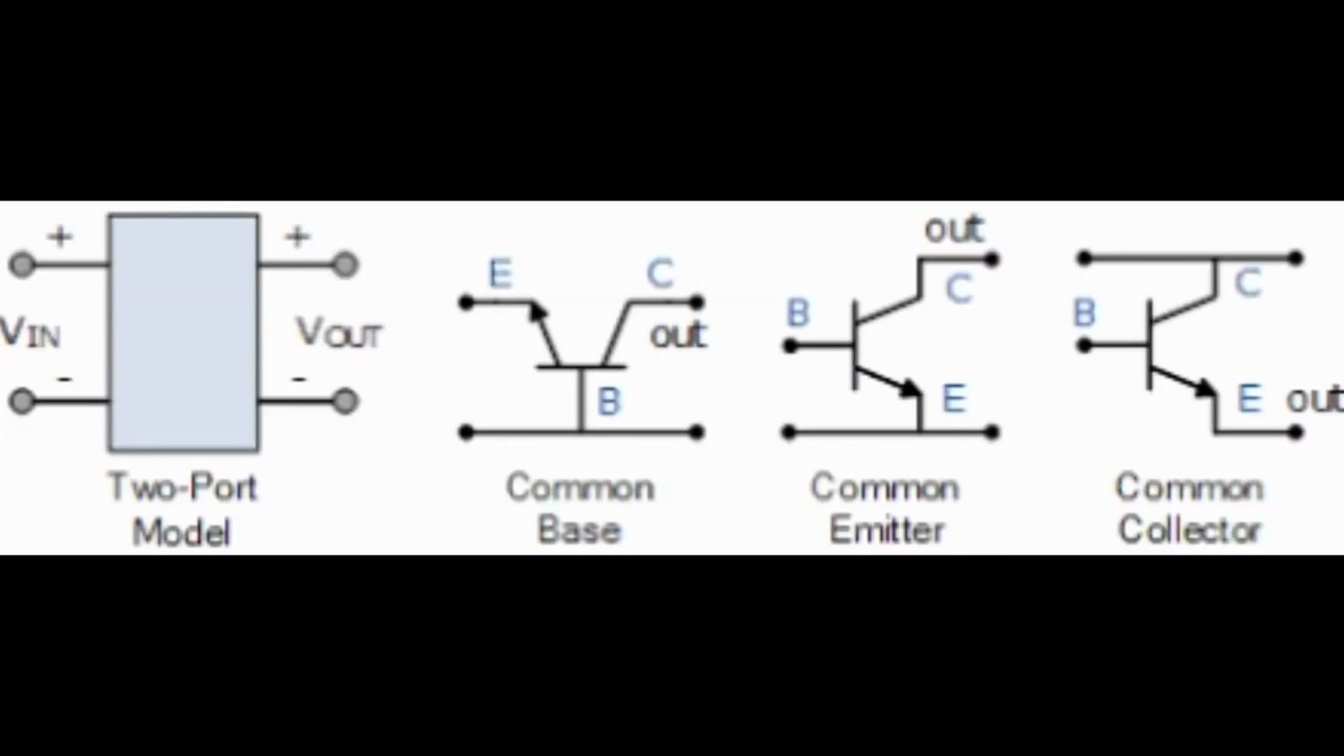So I will explain about the three basic configurations of BJT. BJT is a current control device which is mainly used for amplification and switching purposes. There are three ways to connect this device with external electronic circuits, which are common base configuration, common collector configuration, and common emitter configuration.